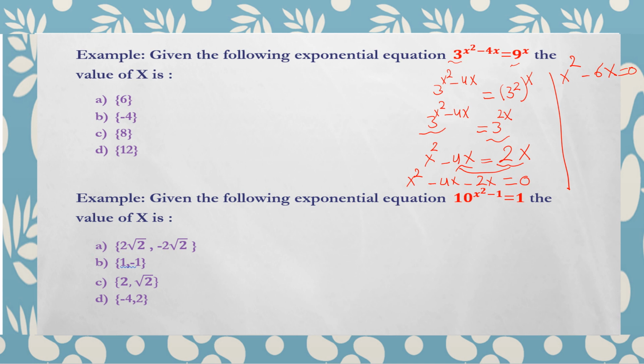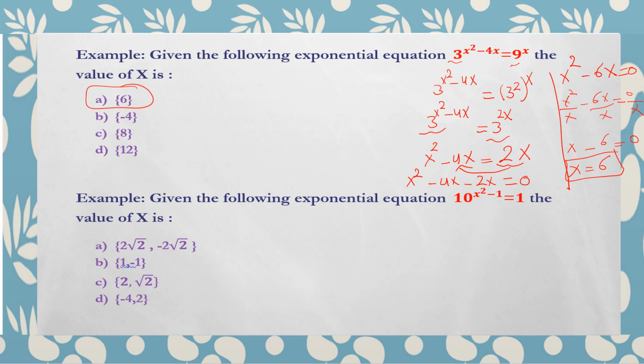By dividing both sides by x, so x squared over x minus 6x over x equals 0 over x. This equals x minus 6 equals 0, so x equals 6. And the right answer is A.